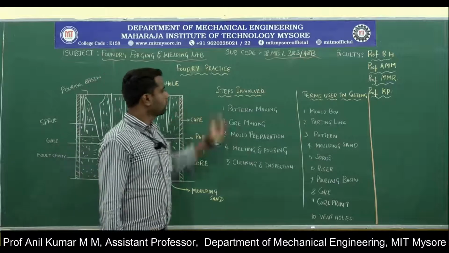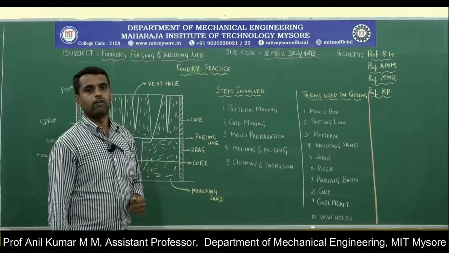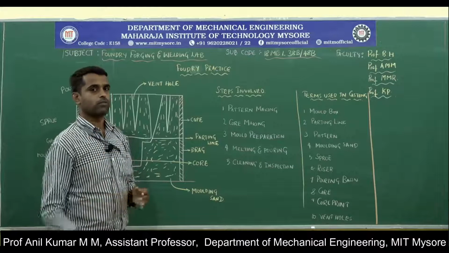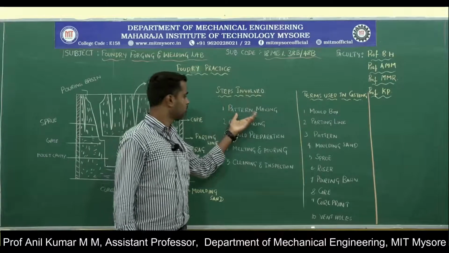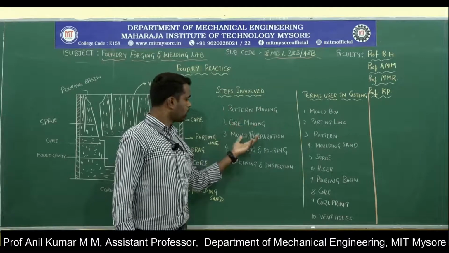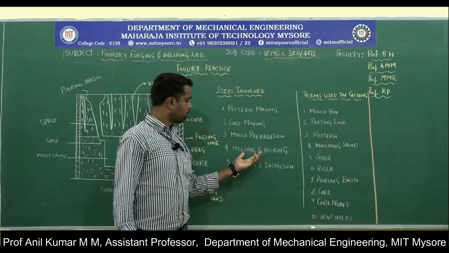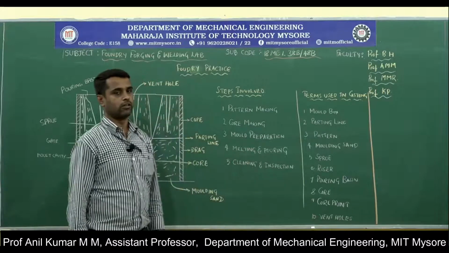Next, what are the steps involved in the casting? If we are going to do casting, several steps are involved. The five basic steps involved in casting are pattern making, core making, mold preparation, melting and pouring, and cleaning and inspection.